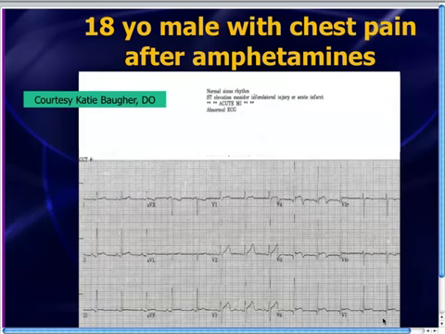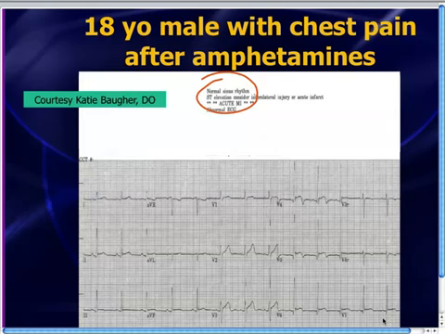This was sent by one of our residents who was rotating through a pediatric hospital, Katie Bogger. This was an 18-year-old male who presented to the emergency department complaining of chest pain after using some amphetamines. Notice the EKG machine always reads these as acute STEMI because the EKG machine doesn't know about this normal variant. So you're going to have the EKG machine telling you that you're looking at a STEMI.